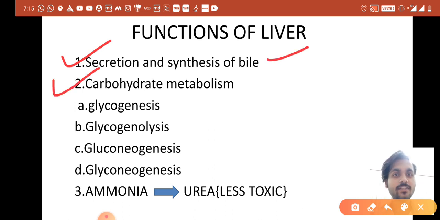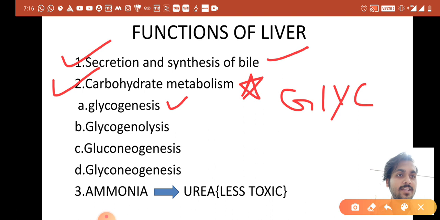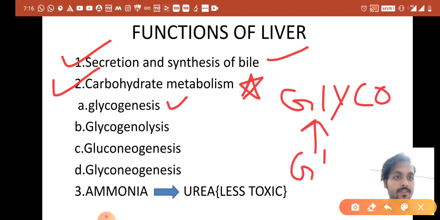Second function, the important function, is carbohydrate metabolism. The first type of carbohydrate metabolism is glycogenesis. Glycogenesis means synthesis of glycogen from glucose. Glycogen is synthesized from glucose.